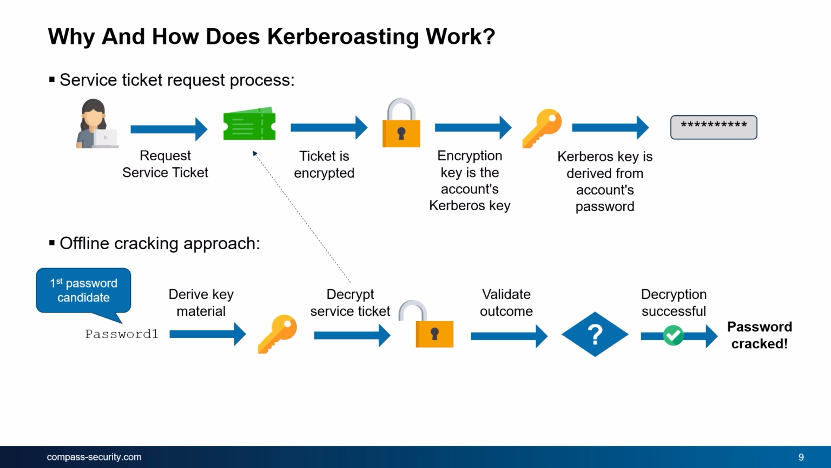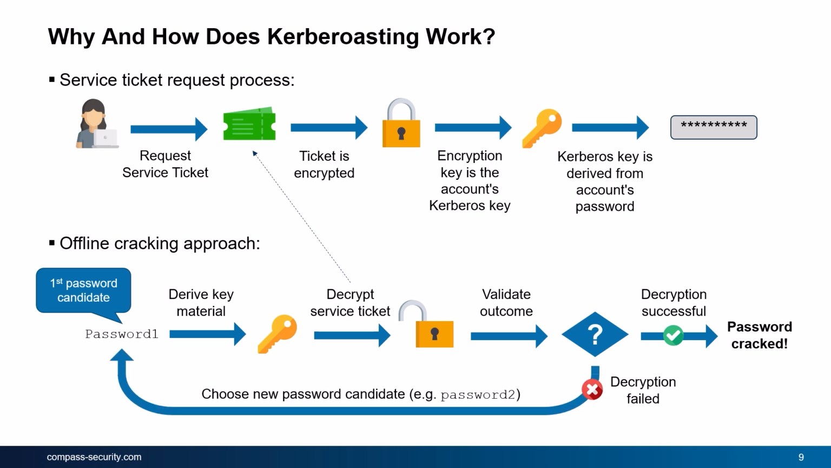If the ticket decryption is successful and we get the correct data structure back from the decryption process, we know that we've put in the right password, and essentially we have found the password associated with this service's account. If the decryption fails, so we get gibberish, non-readable output, we know that we have not chosen the correct password, so we can take a new password candidate and then just repeat that as long as we would like to, ideally until we find the correct password.